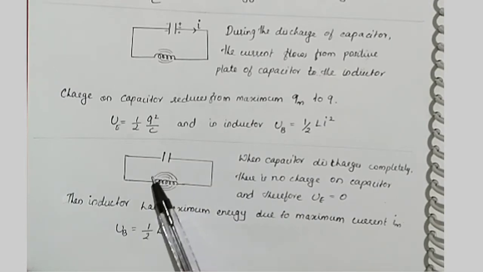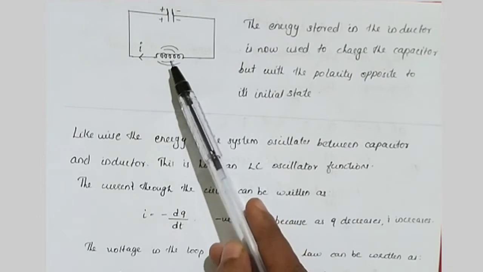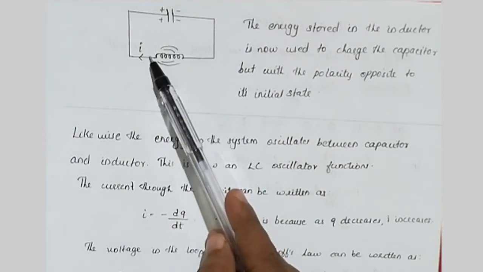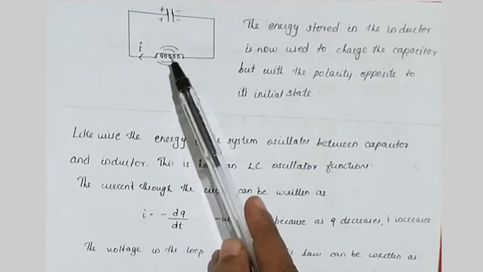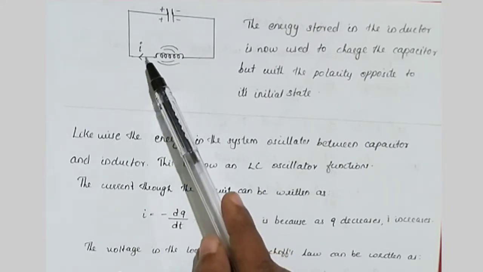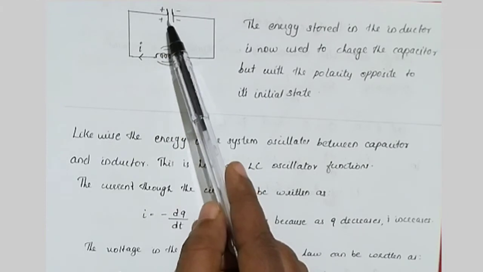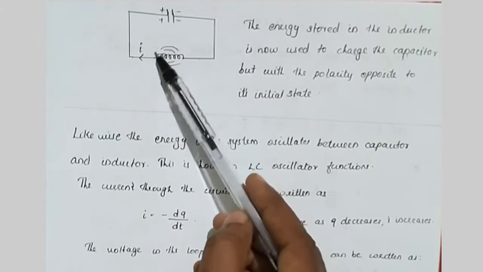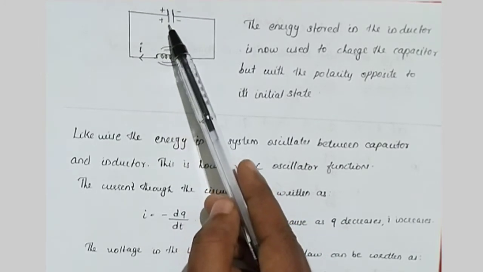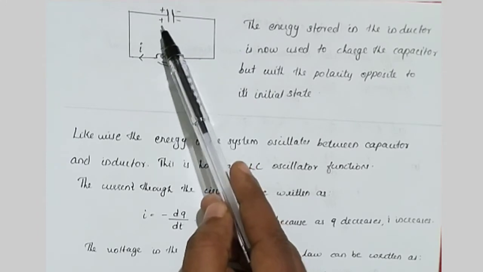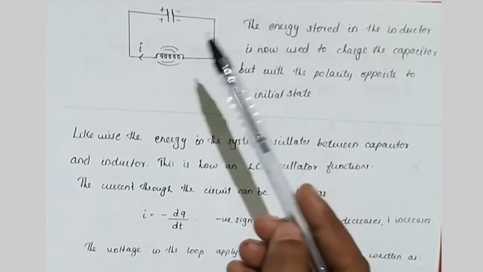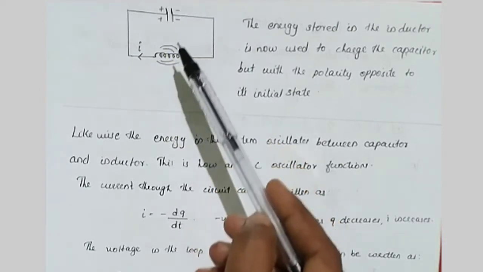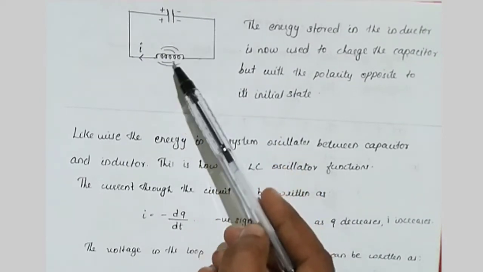And later this maximum energy in the inductor is used to continue the current and to charge the capacitor. So once maximum energy is stored in the inductor, it uses its energy to charge the capacitor, but with the polarity opposite to the initial state. So now the magnetic energy of the inductor is used to charge the capacitor, but in the opposite polarity of that of the initial state. So this is how the energy oscillates between the capacitor and the inductor.